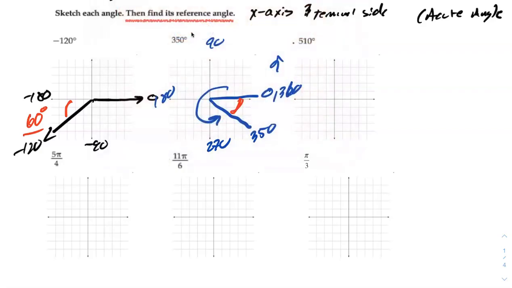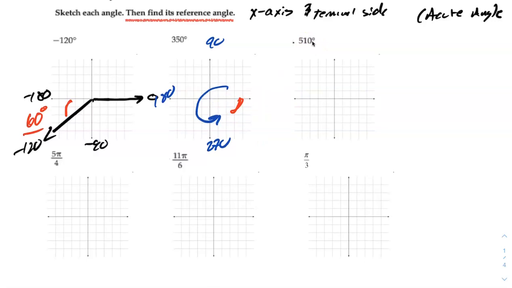The reference angle, sorry, this guy. So my reference angle here, 360 and 350 would be 10 away. So 10. 210. So we're going all the way down to 210. So let's get rid of some of that to get my way.